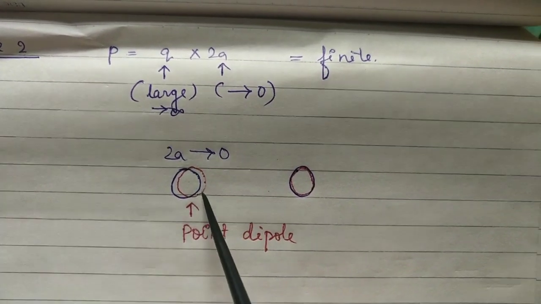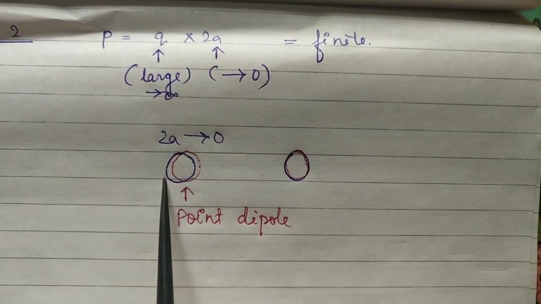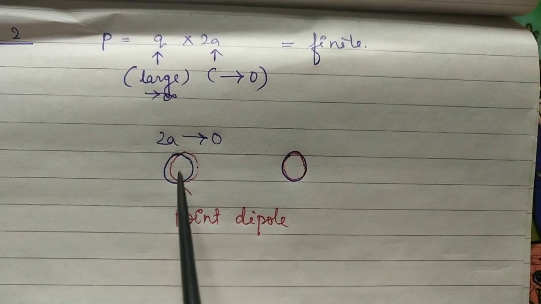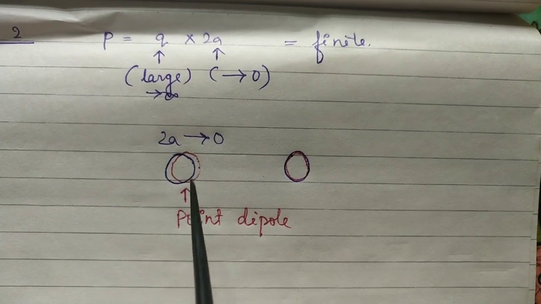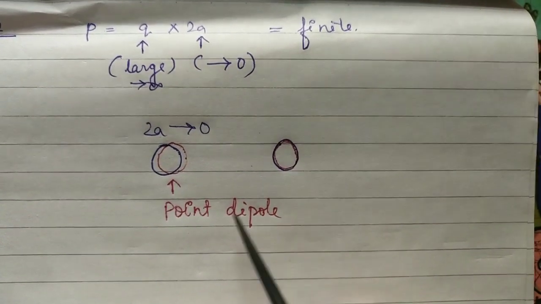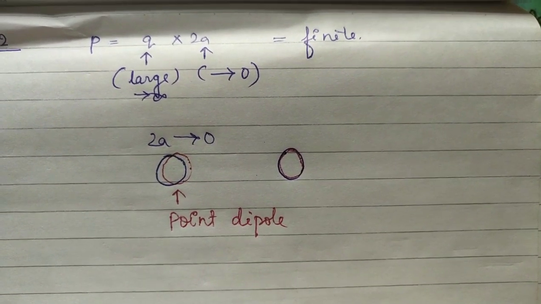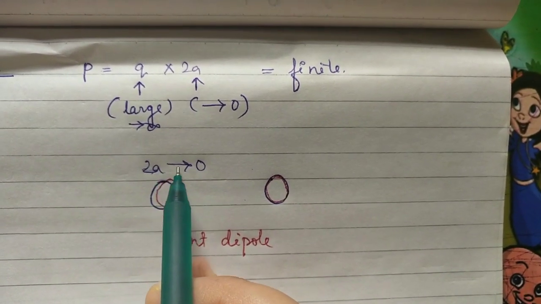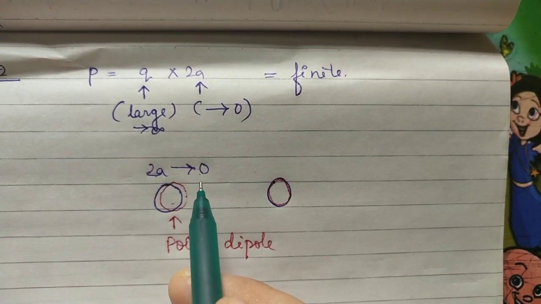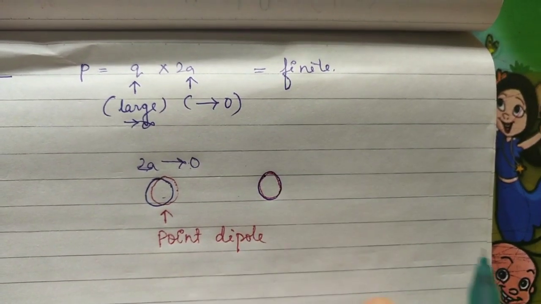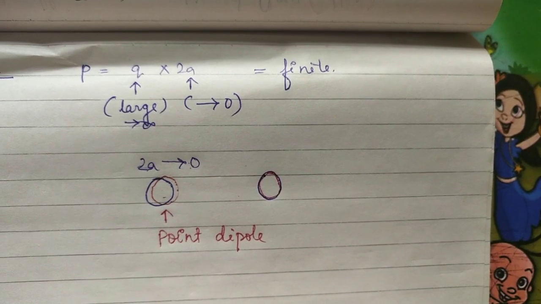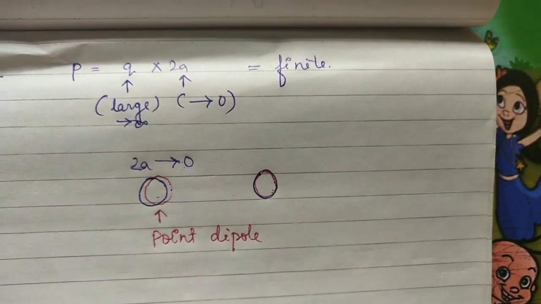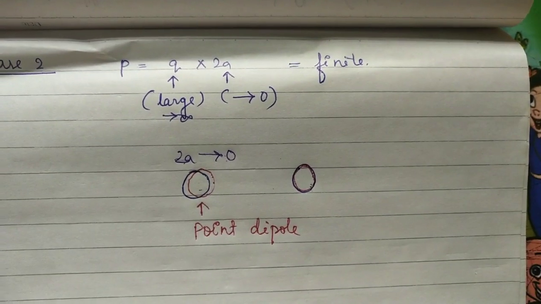Point dipole means, at the same point one positive charge is staying, and at the same point a negative charge is also staying. It will be like this. And this condition, point dipole, will be achieved. What is the condition for that? When the distance of separation between them is tending to 0. That means when the distance is very small, one charge will overlap with another charge, and as they are overlapping, we can say it is a point. So this is called a point dipole.